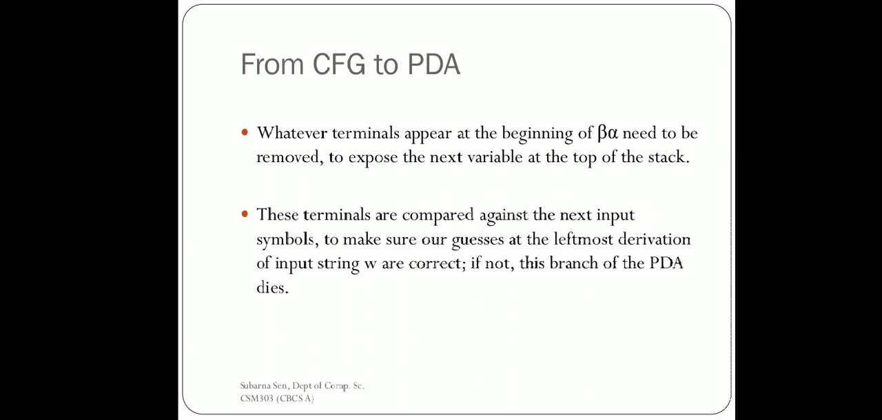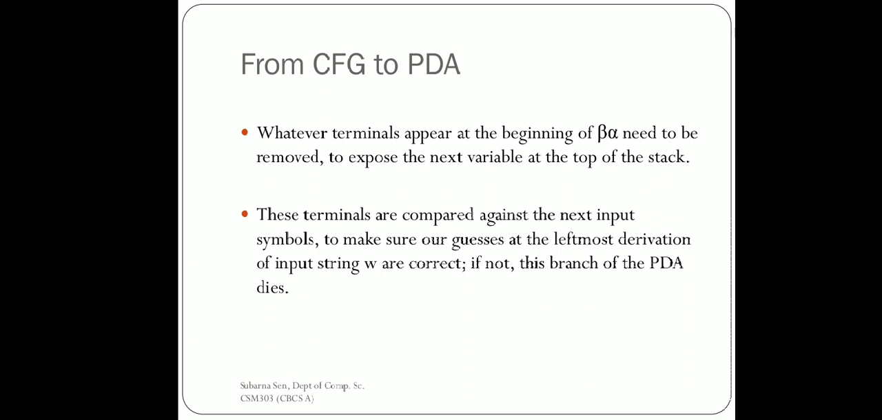So if any terminals appear at the beginning of beta alpha, then we have to move them off or pop them off so that the first variable appears at the top of the stack. So we can again keep on moving, and these terminals are compared against the next input symbol to make sure our guesses at the leftmost derivation of the input string w are correct, because whatever terminals we are removing, obviously we have to compare them with w, right?